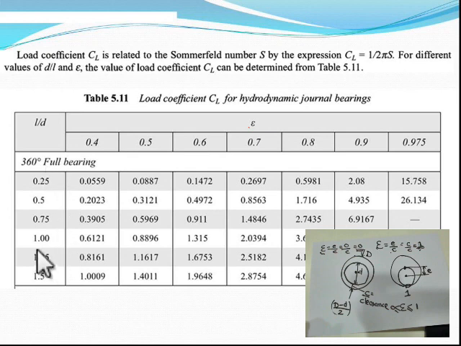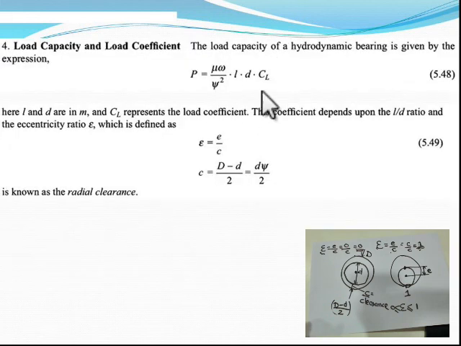For example, if the L by D ratio is 1 and one is running a bearing at an eccentricity ratio of 0.7, then we can understand that the load coefficient is 2.0394. What has to be done next is that the load coefficient has to be entered into this equation, and from this one can find the most important parameter, which is the load carrying capacity of a certain bearing. In the coming video, we will be seeing two design problems and two design approaches from which all the different parameters can be estimated and the load capacity can be calculated.